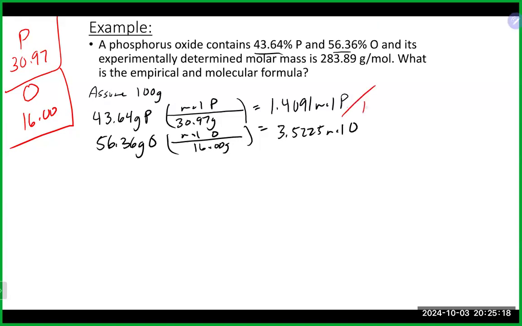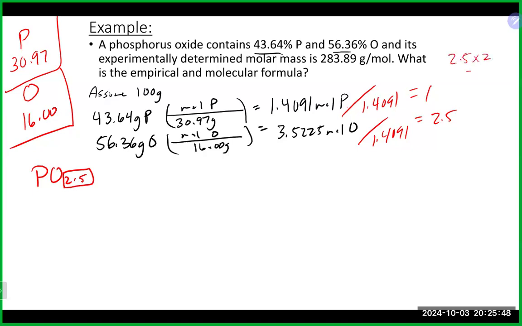That's the smallest, 1.4091, 1.4091. That's going to give us a 1. And in this case here, that is not going to give us a 1, but it's going to give us basically a 2.5. That means that based off of this calculation, we have an empirical formula PO 2.5. That, as we talked about before, is a little problematic, right? So we cannot have 2.5. So this, again, is too far to round for the empirical formula.